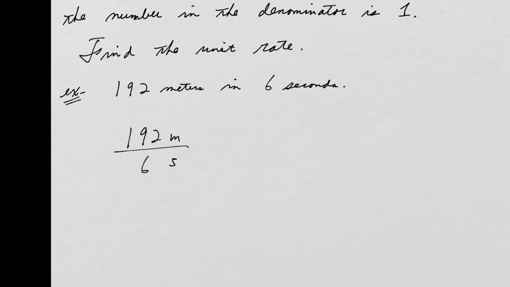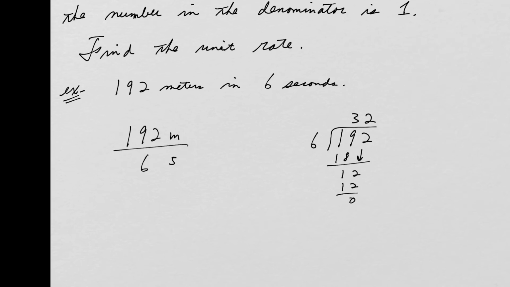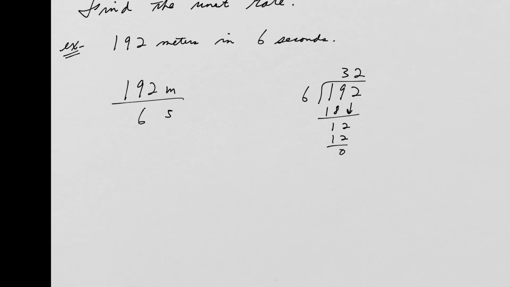So if we divide this out, I'll just do long division here. So 192 divided by 6. 6 goes into 19 3 times, 3 times 6 is 18. I subtract, bring down the next digit, 2. 6 goes into 12 twice, multiply, and my remainder is 0 in this case. So this is the same thing as 32 meters per 1 second, because I can always put my answer over 1.